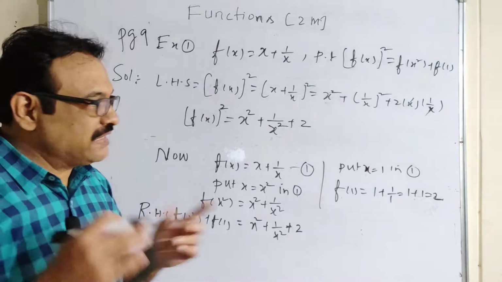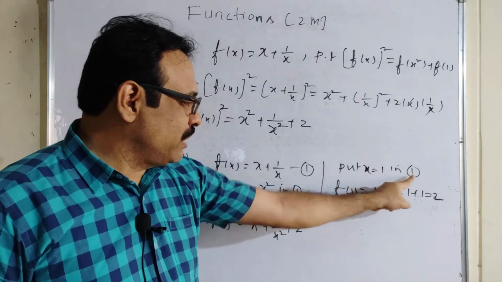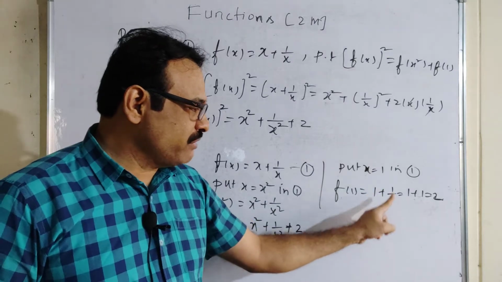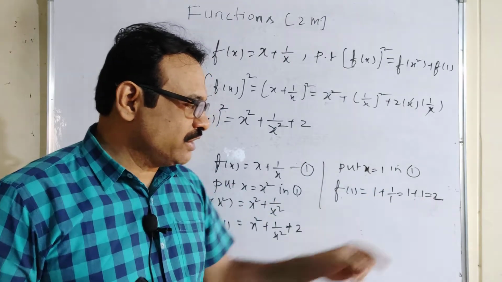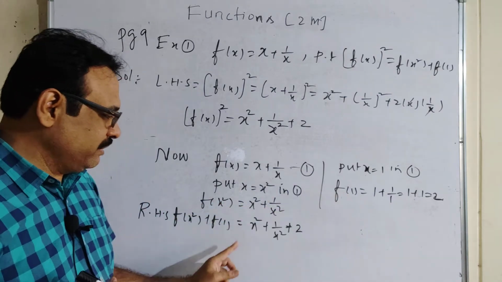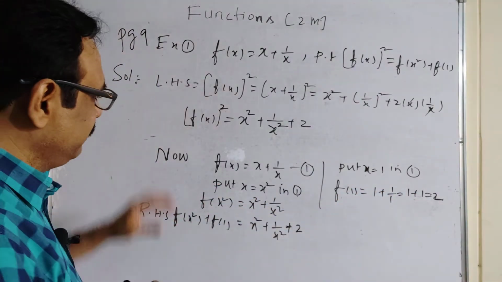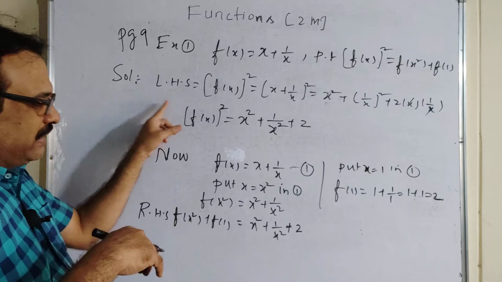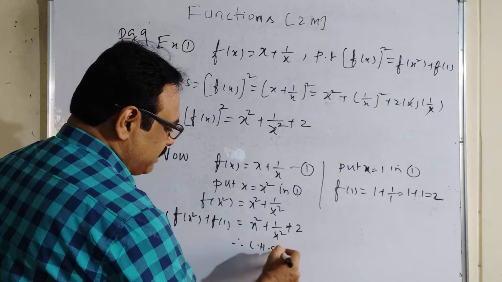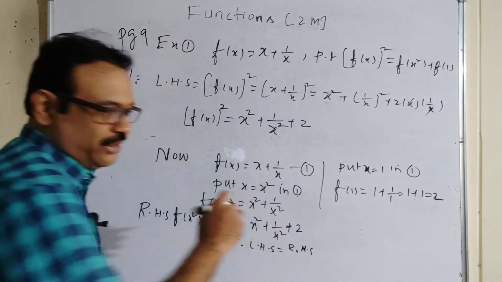This is the first part. The second part is, in place of x I am substituting 1. Put x equal to 1 in result 1: f of 1 is equal to 1 plus 1 by 1. 1 by 1 is nothing but 1, and 1 plus 1 is 2. I am adding both: f of x square plus f of 1 is x square plus 1 by x square plus 2. Now as I observe, both LHS and RHS are the same. Therefore I write LHS is equal to RHS, and this is what you need to understand.